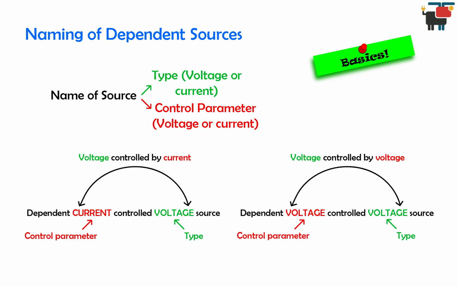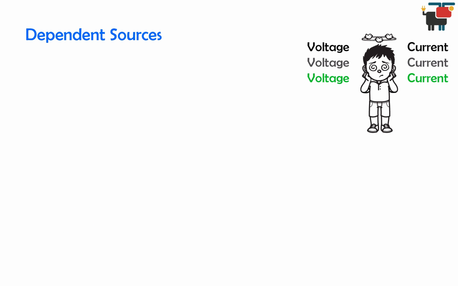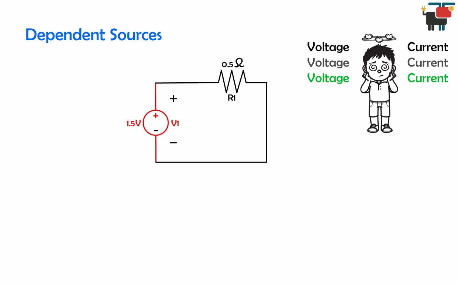By now you're probably a bit dizzy by the number of times that we have said the words voltage and current in the last minute, so let's look at an example to help us clarify the main concept. Suppose we have a 1.5 volt battery connected to a 0.5 ohm resistor and to a dependent voltage source that is controlled by the current IB flowing through the resistor R1.